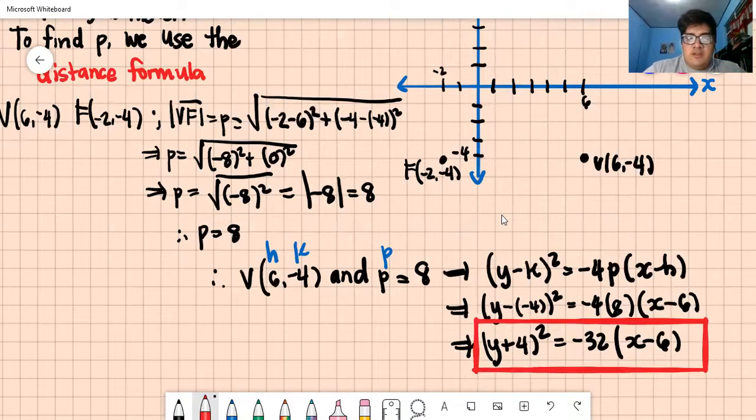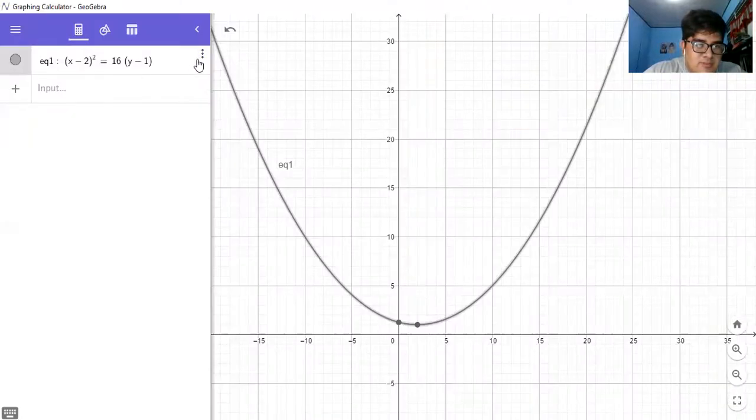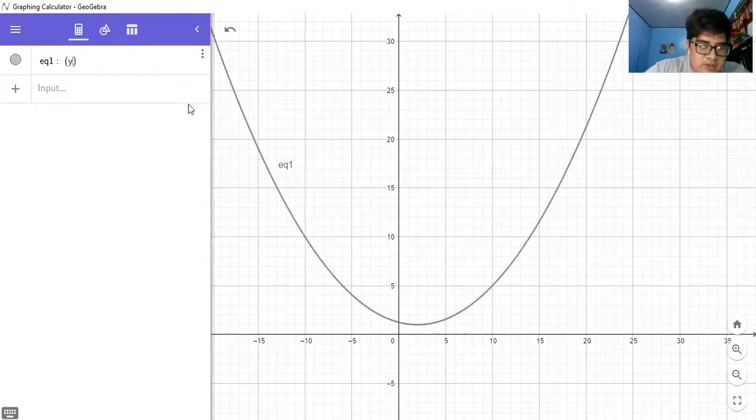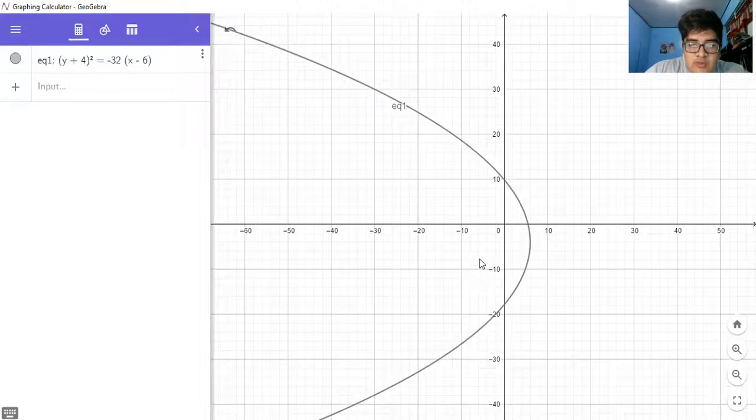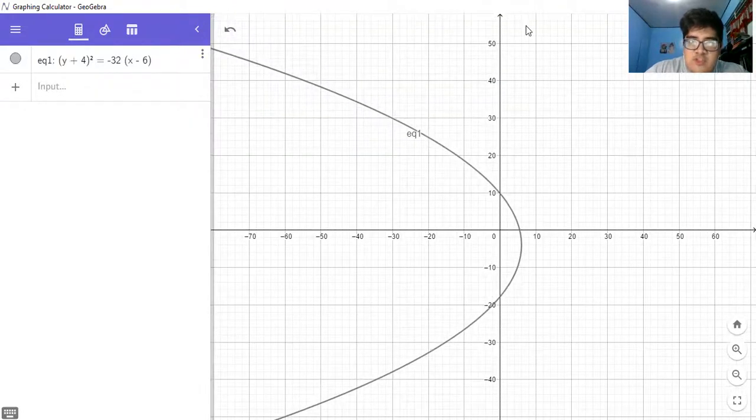Ngayon, let's suppose graph this in GeoGebra for all time's sake. This is y plus 4 quantity squared is equal to -32 x minus 6, and ayan. And nakikita nyo, guys, the parabola is indeed opening to the left by GeoGebra.